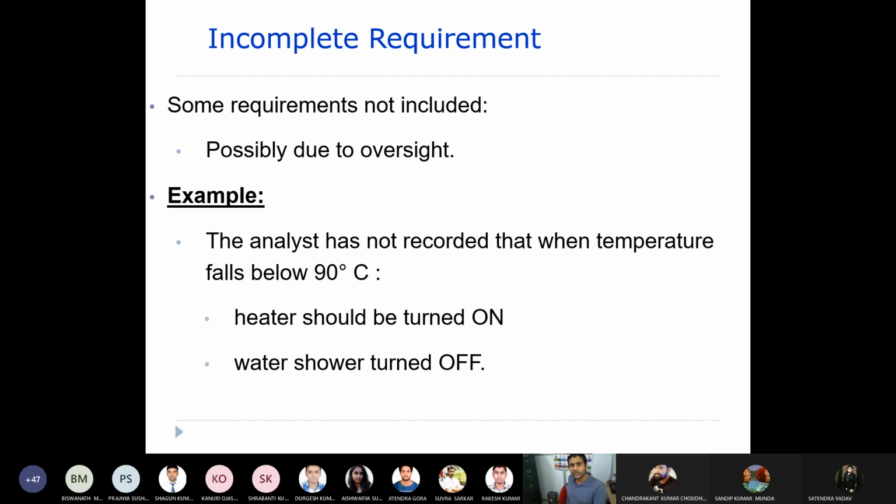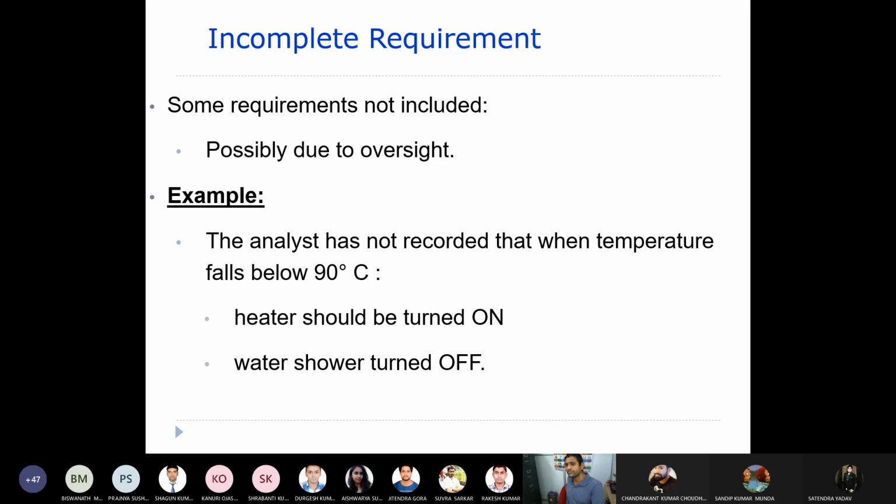And now there is an example for an incomplete requirement. Some requirements are not included, possibly due to oversight. Okay. Now, by seeing this example, you can understand the analyst has not recorded what happens when temperature falls below 90 degrees centigrade. We talked about when the temperature is greater than 100. Okay, but we have not talked about what will happen if the temperature is below 90 degrees. In that case, the heater should be turned on and the water shower should be turned off.